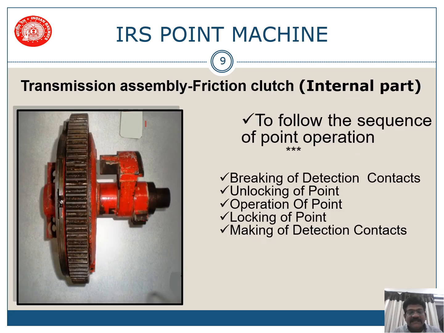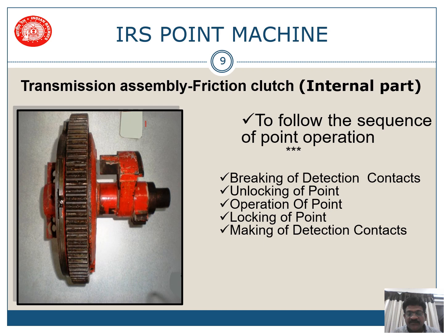What is the sequence of operation when a point is operated? The sequence starts with breaking of detection contacts. Whenever a point is operated, जब point को operate किया जाता है तो point का detection contacts पहले break होगा.